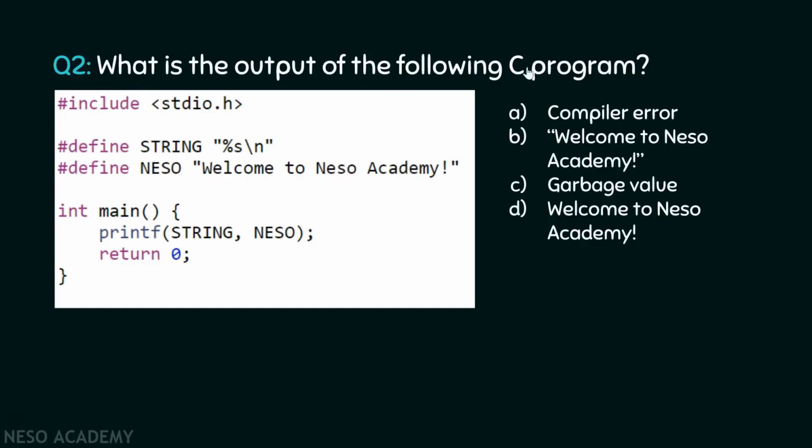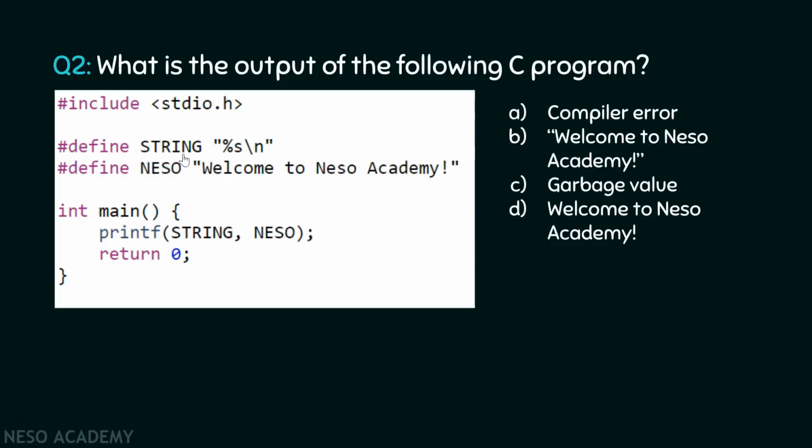What is the output of the following C program? This is the C program available over here. What would be its output? Is it a compiler error? Is it "Welcome to Neso Academy!" with exclamation mark and double quotes? Is it a garbage value? Or is it Welcome to Neso Academy with exclamation mark? Try to understand this code on your own. Pause the video for a while.